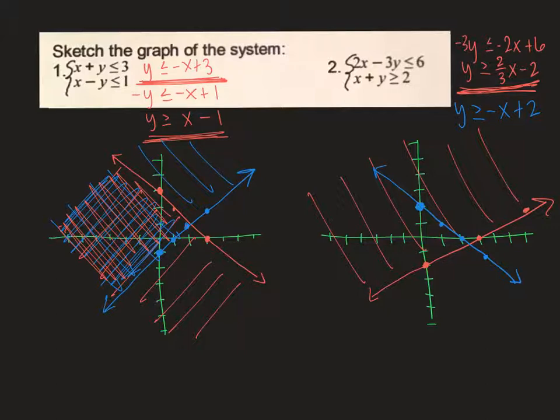So again, if you need to test your point, 0, 0 does not go through that. So 0 greater than or equal to 2 is not a true statement. So you're going to shade on the opposite side of that point. So we end up with the overlap in this top right side of the graph.